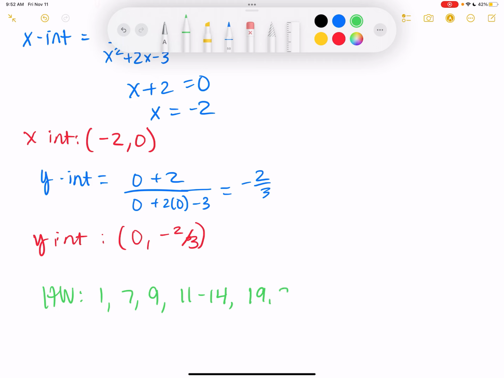19 and 23. I'm just giving you 1 or 2 out of each of the sections that we did in here. So if you feel like you need to do more, if you're struggling with limits or asymptotes or anything, then do that. But otherwise, that's it.